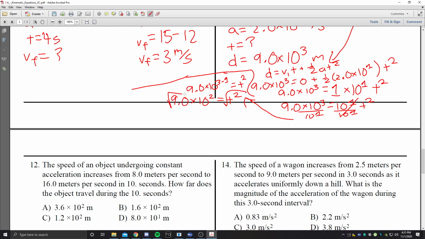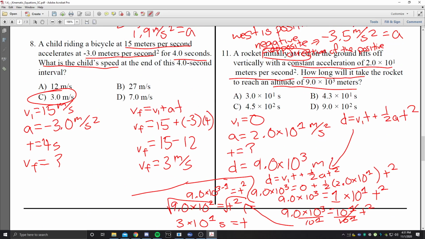You square root both sides. Square root of 9 is 3. Square root of 10 squared is 10 to the 1. You get 10 to the 1 seconds is equal to t. And so the answer is going to be A.